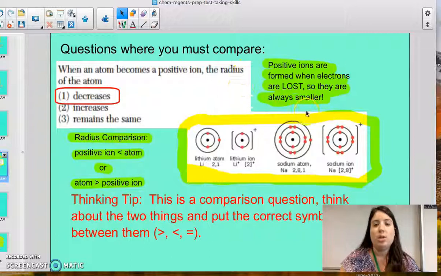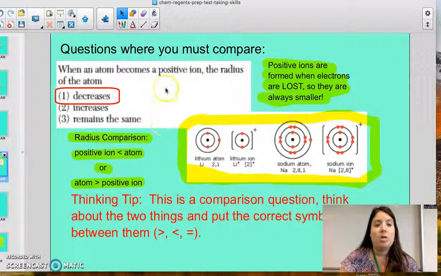What we need to remember, like we said earlier, is that positive ions are always formed when electrons are lost. And so, as the atom becomes a positive ion, it always becomes smaller. When lithium loses its 1 electron, it also loses that second energy level, and so it is smaller as a positive ion. The same thing for sodium and any other positive ion. When sodium loses this last electron, it is now smaller as the ion. So when we're comparing the radius, the positive ion is always smaller than the atom, or the atom is always greater or larger than the positive ion.